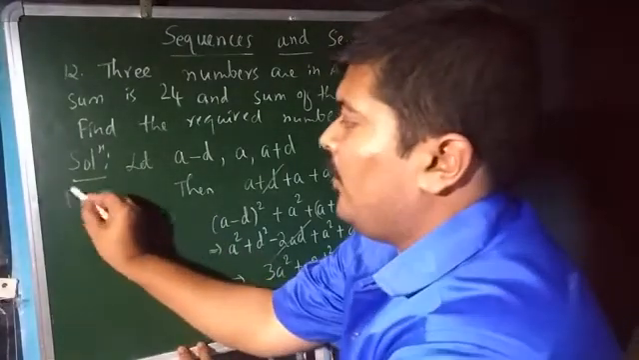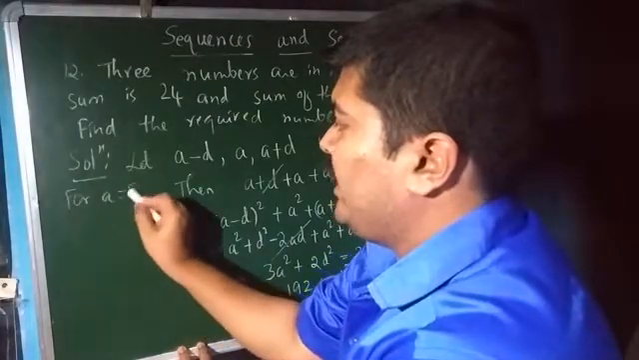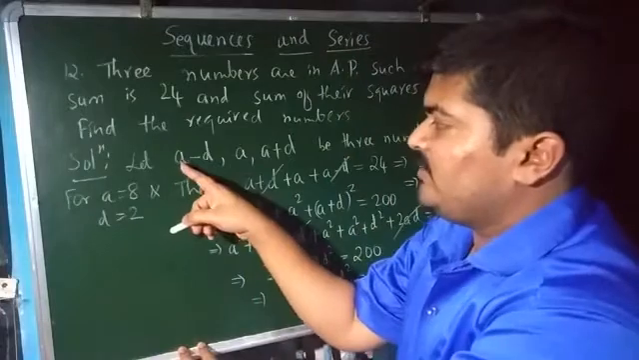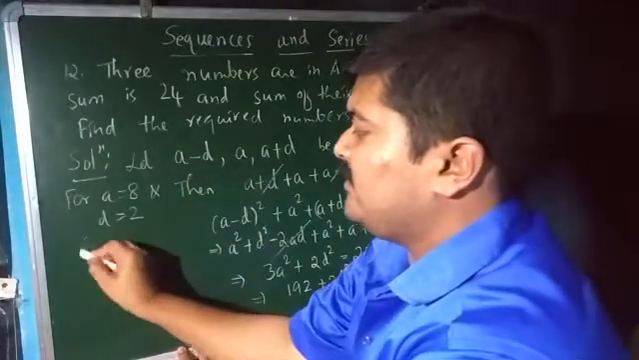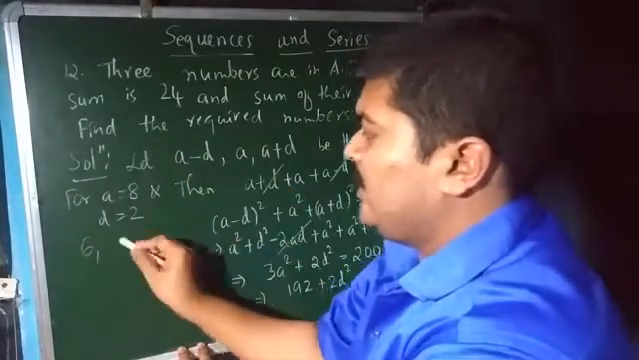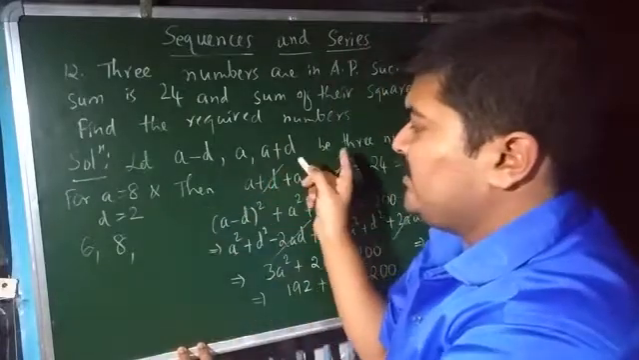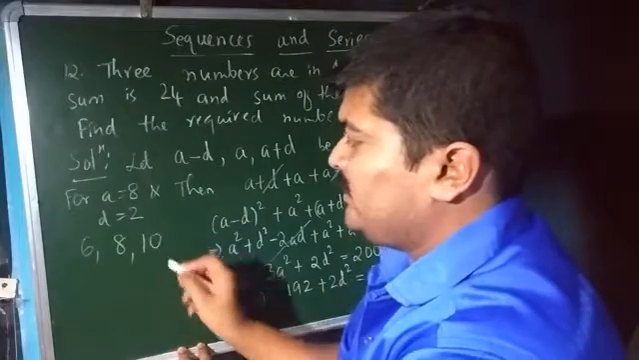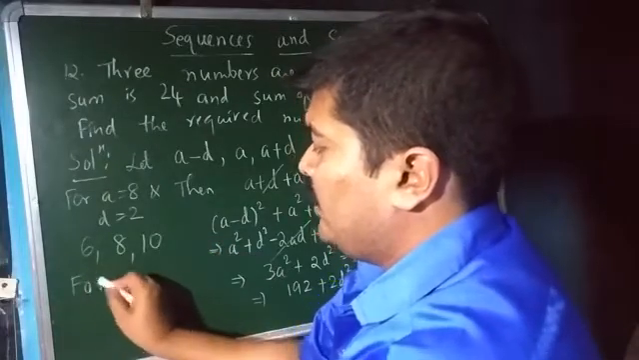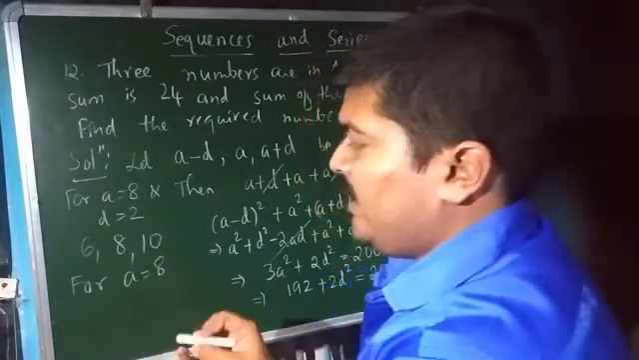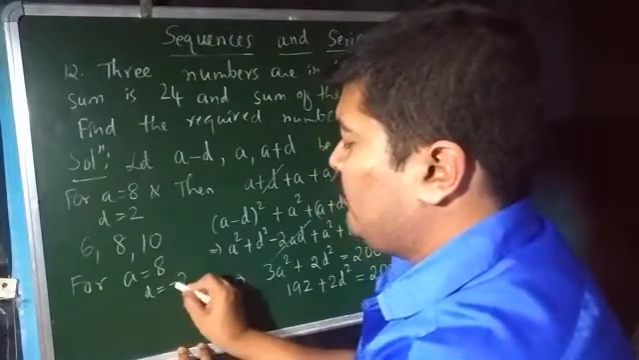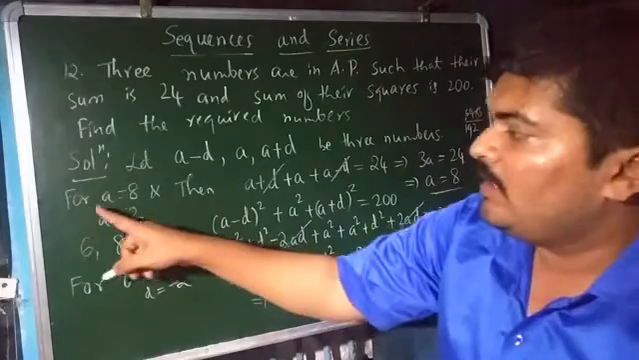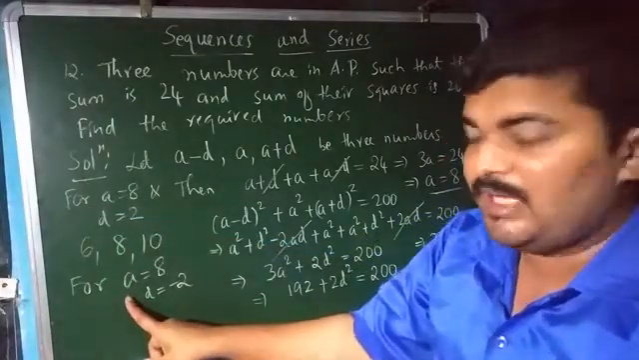Now for a is equal to 8 and the common difference is equal to 2, what are the required numbers? That is 8 minus 2, that is 6. Next one, a, that is equal to 8 only. A plus 2, that is 8 plus 2, that is equal to 10, isn't it? Next one, for a is equal to plus 8 only, but d value is equal to minus 2, which we have got in this particular case, isn't it? This one is for the first case and this one is for the second case.